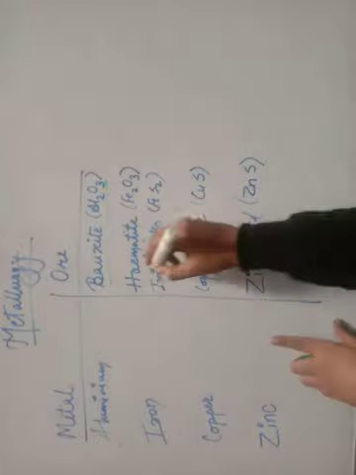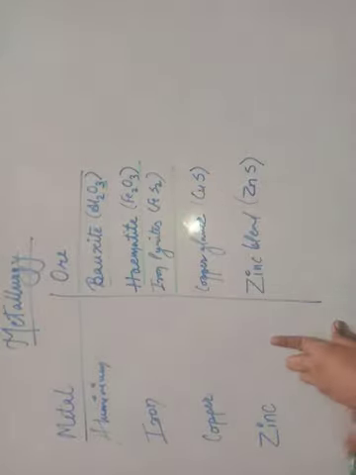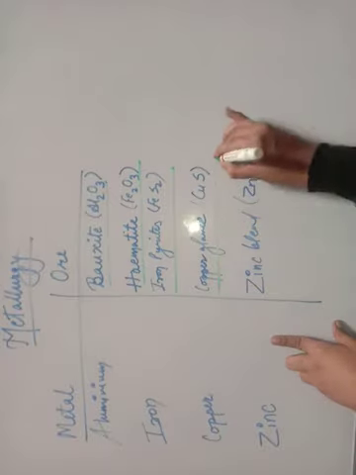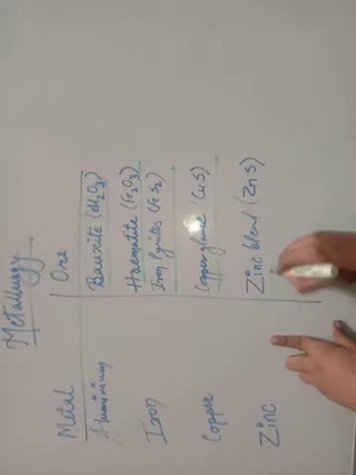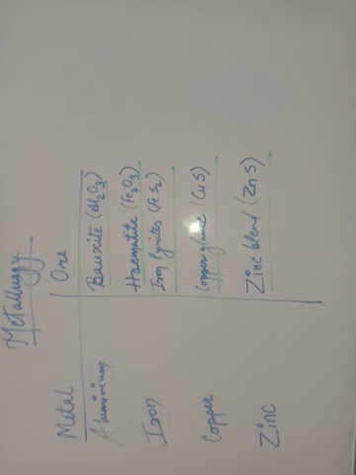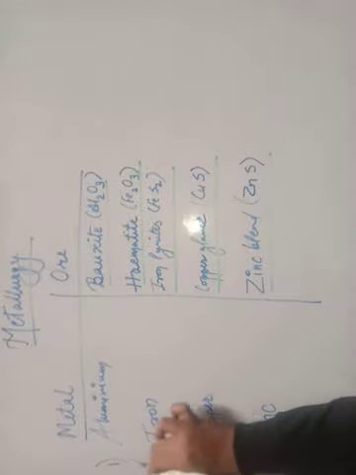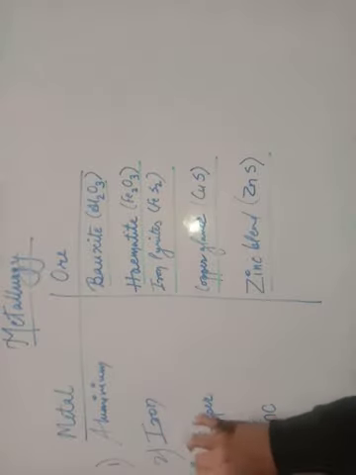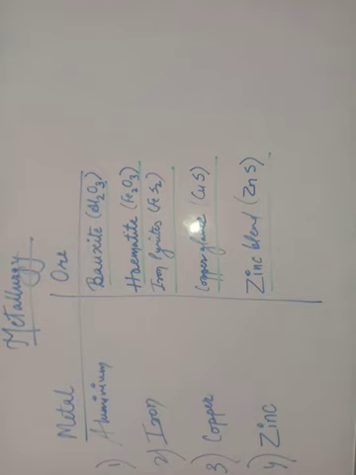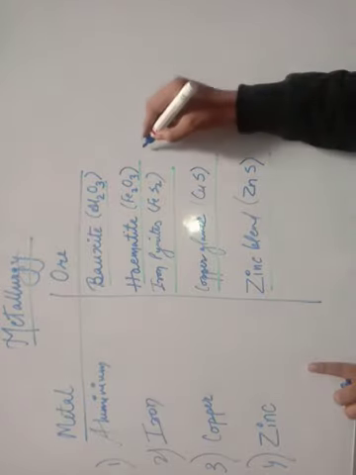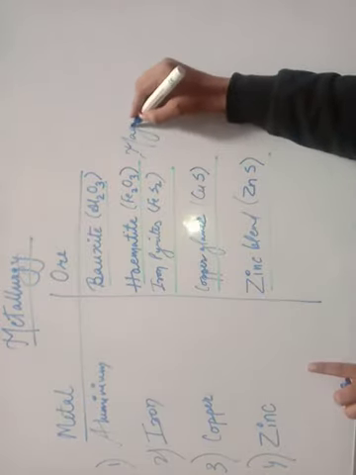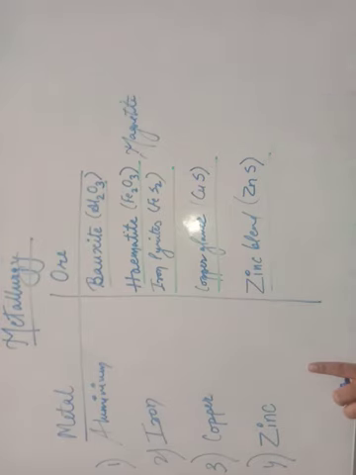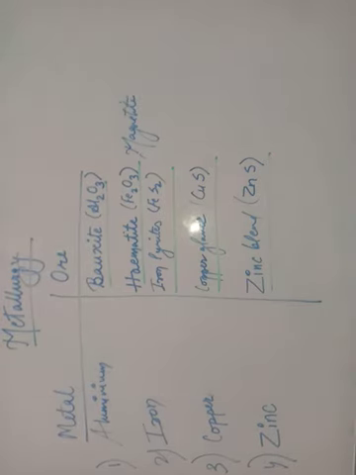So the ore of aluminium is bauxite. The ores of iron are hematite and iron pyrites. The ore of copper is copper glance, and the ore of zinc is zinc blende. So you should learn this table. This question is asked most of the time: write the ore of aluminium, iron, copper and zinc, or you may be given that bauxite is an ore of which metal, or hematite is an ore of which metal. One more you should also know: magnetite is an ore of iron.